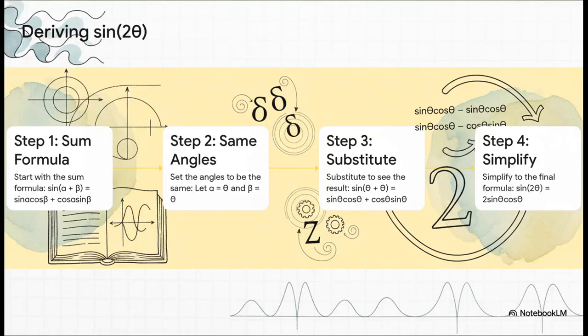All right, let's break this down. Step 1, we just grab our good old sum formula for sine. No surprises there. Now for step 2, here's that little trick we just talked about. We're going to set both angles to be the exact same thing, theta. In step 3, we just plug that into the formula and check out what happens. We get sine theta cosine theta plus another sine theta cosine theta. And hey, when you add something to itself, you just get two of them, right? And that leads us straight to our final formula in step 4, which is just so clean and simple. Sine of 2 theta equals 2 sine theta cosine theta.